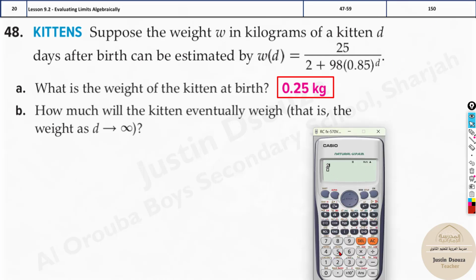Here, just type this question. 25 divided by 2 plus 98 times the 0.85 to the power. Over here, infinity, we don't have infinity. Just put a big number, okay? So the answer is how much? It is 12.5 kgs. So that's it. You can write it in detail, like just substituting, because infinity means it will be a big number. Take the limit. This is the answer.